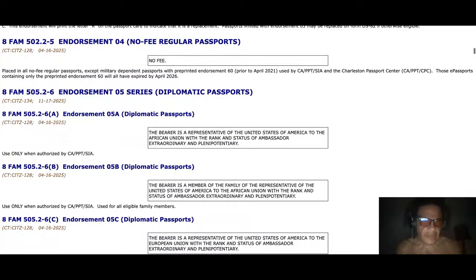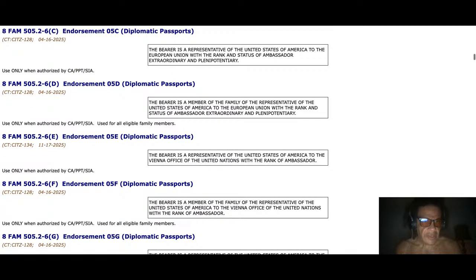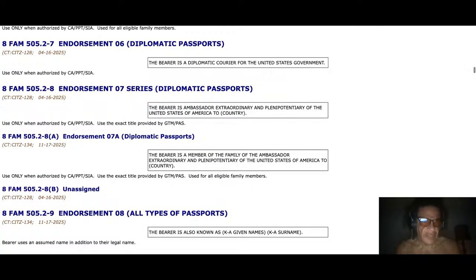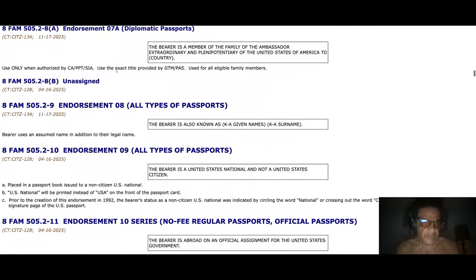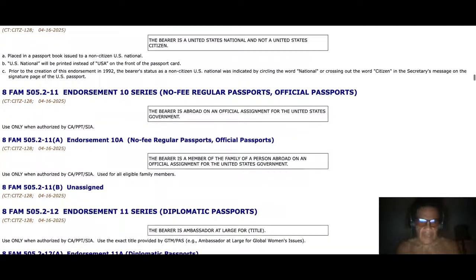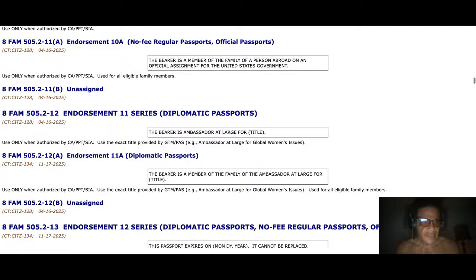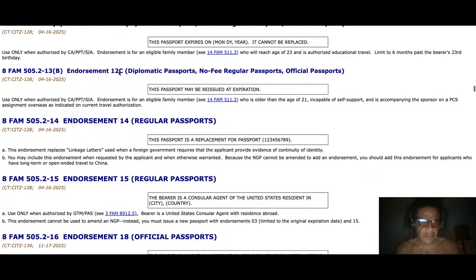BJ talks about these pages. Look, no fee regular passports. Okay. And then let's see here, because maybe you don't want to pay them to exercise your God-given right to travel. Maybe. Or maybe it's just easier because you just want to get the thing issued and their fees are involved. Let's see here. But no fee regular passports. Let's continue down a little further. No fee regular passports. I see a lot of no fee regular passports here.